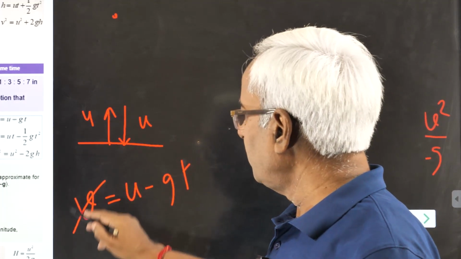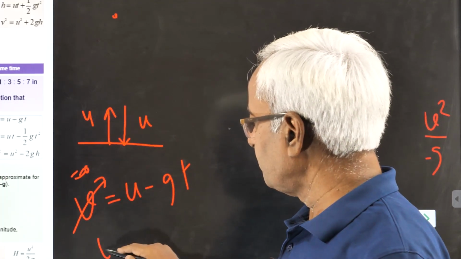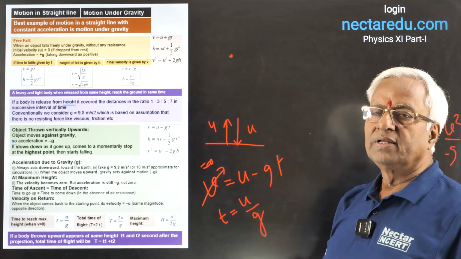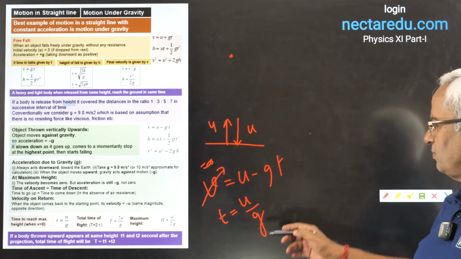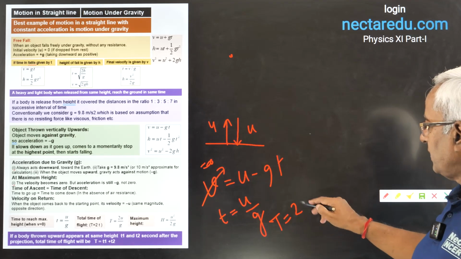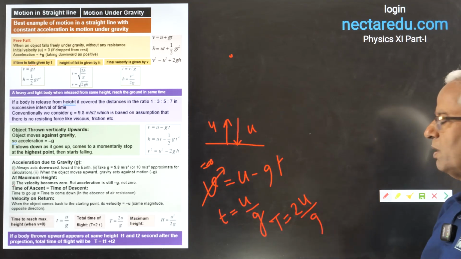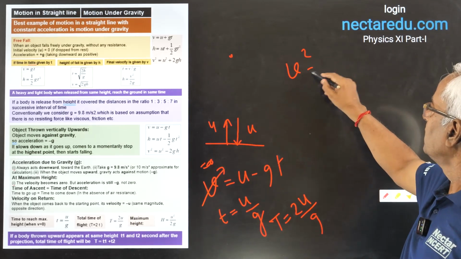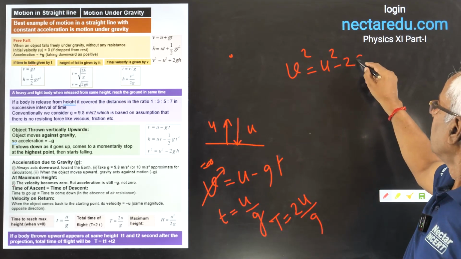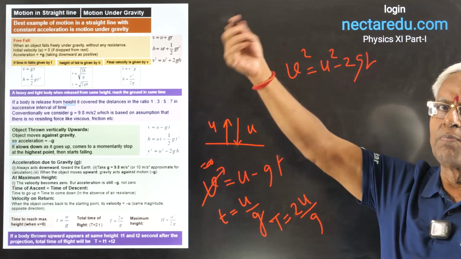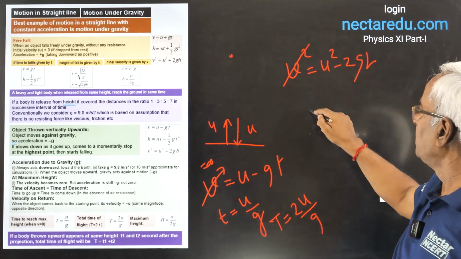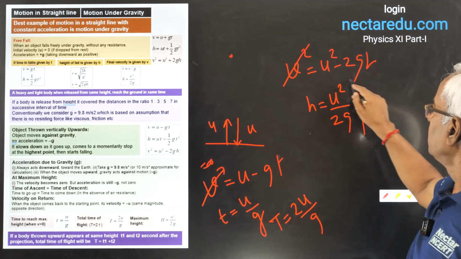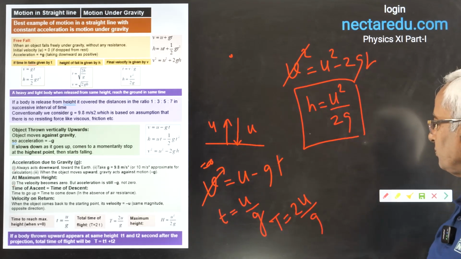You see, the final velocity there becomes 0. That gives you the value t equal to u upon g. Return time will also be the same. So the time of flight becomes equal to 2u upon g. Similarly, if you use the third relation from the bottom to the top of the journey, the final velocity again becomes 0, and you find h equal to u square upon 2g.